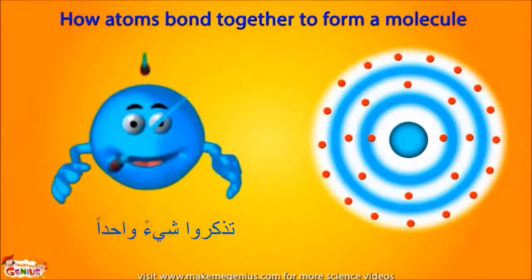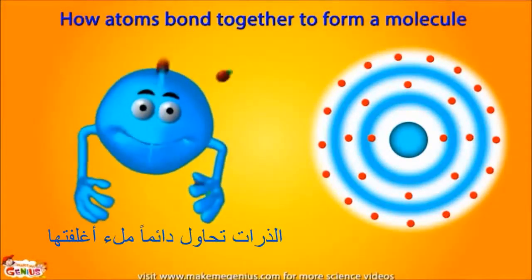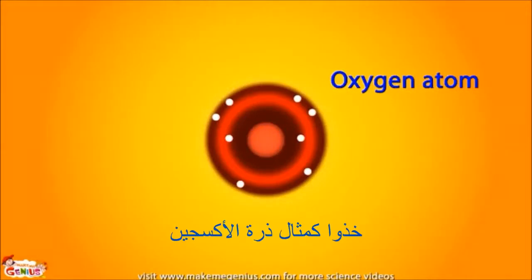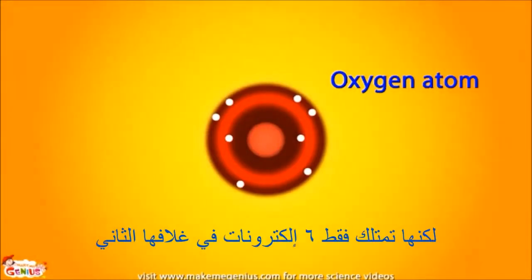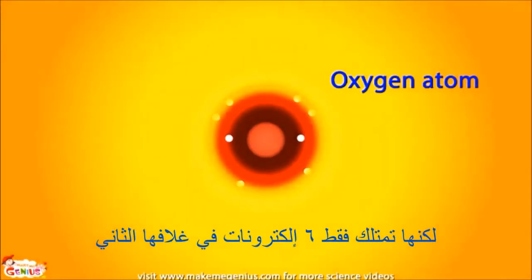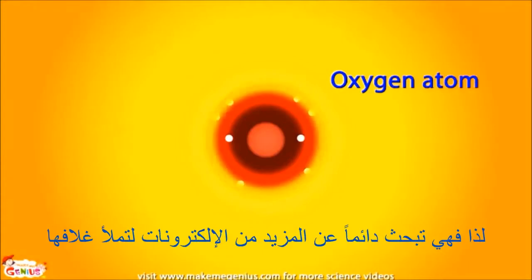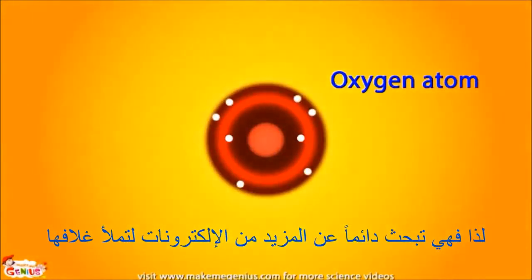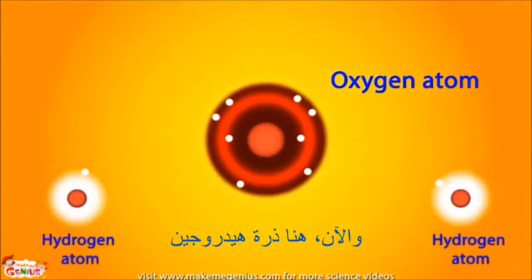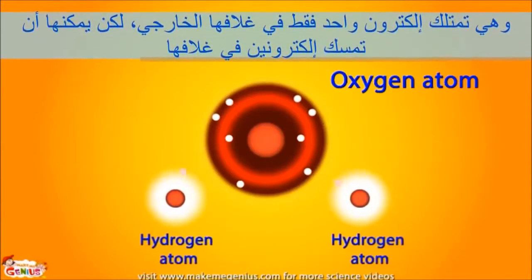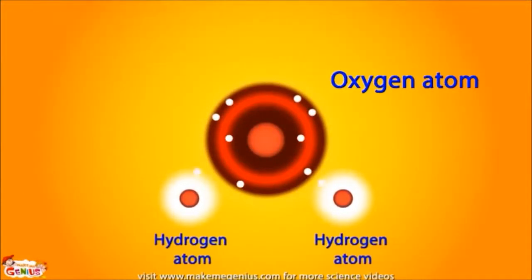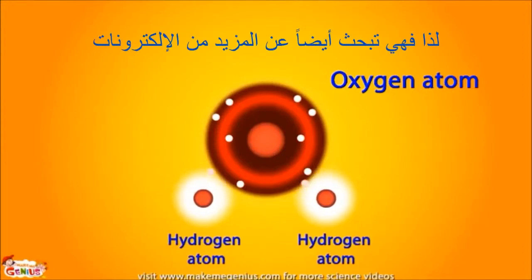Remember one thing, atoms always keep trying to fill their shells. Take, for example, an oxygen atom. In its second shell, it can hold up to 8 electrons, but the oxygen atom only has 6 electrons in its second shell, so it is always looking for more electrons to fill its shell. Now, here is a hydrogen atom. It only has 1 electron in its outer shell, but it can hold 2 electrons in its shell. So it is also looking for more electrons.